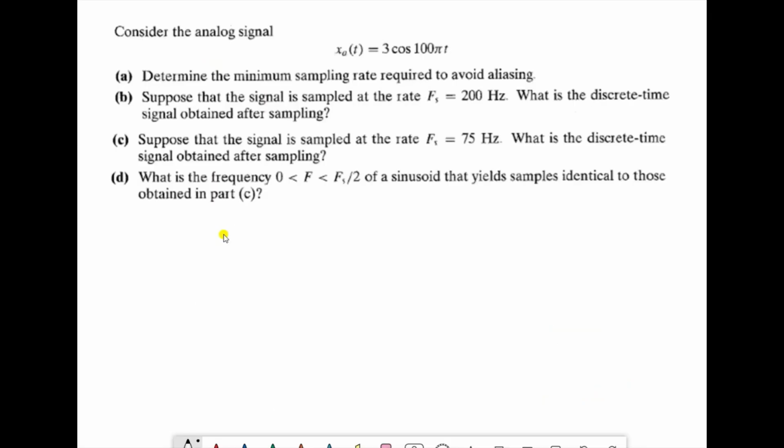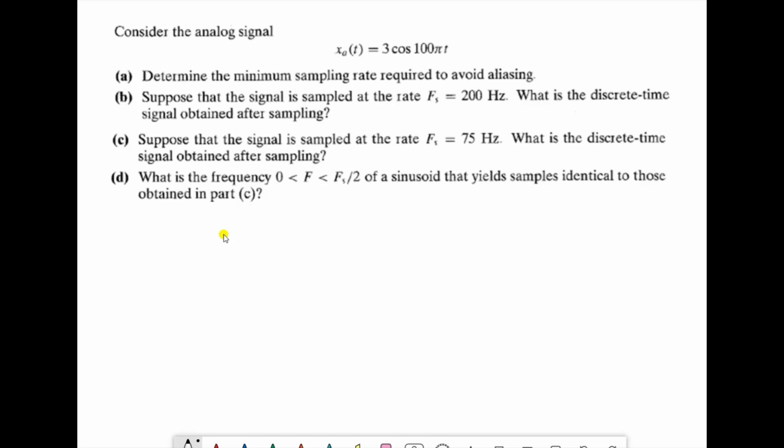Okay, let's look into another example. Consider the analog signal x_a(t) equals 3 cos 100 pi t. A: Determine the minimum sampling rate required to avoid aliasing. B: Suppose the signal is sampled at Fs equals 200 Hz. What is the discrete-time signal obtained after sampling? C: Suppose the signal is sampled at Fs equals 75 Hz. What is the discrete-time signal obtained after sampling? D: What is the frequency f of a sinusoid that yields samples identical to those obtained in part C? Right, so let's do one by one.